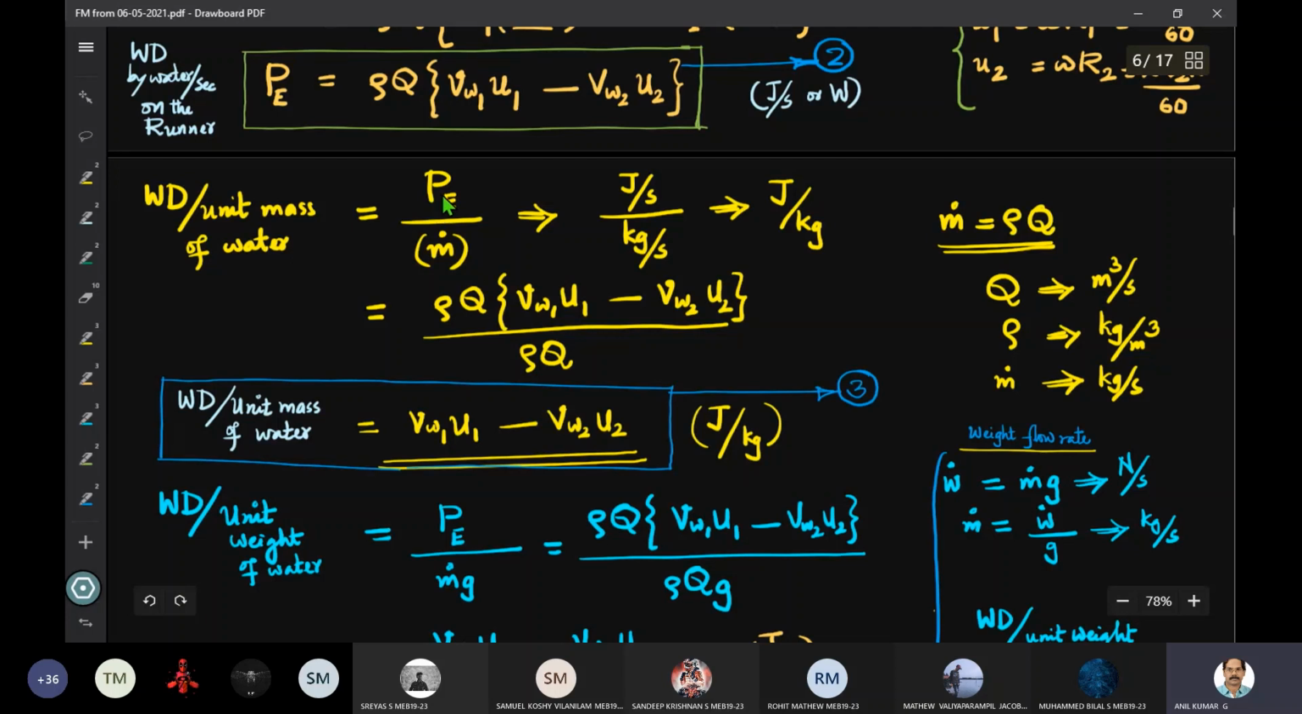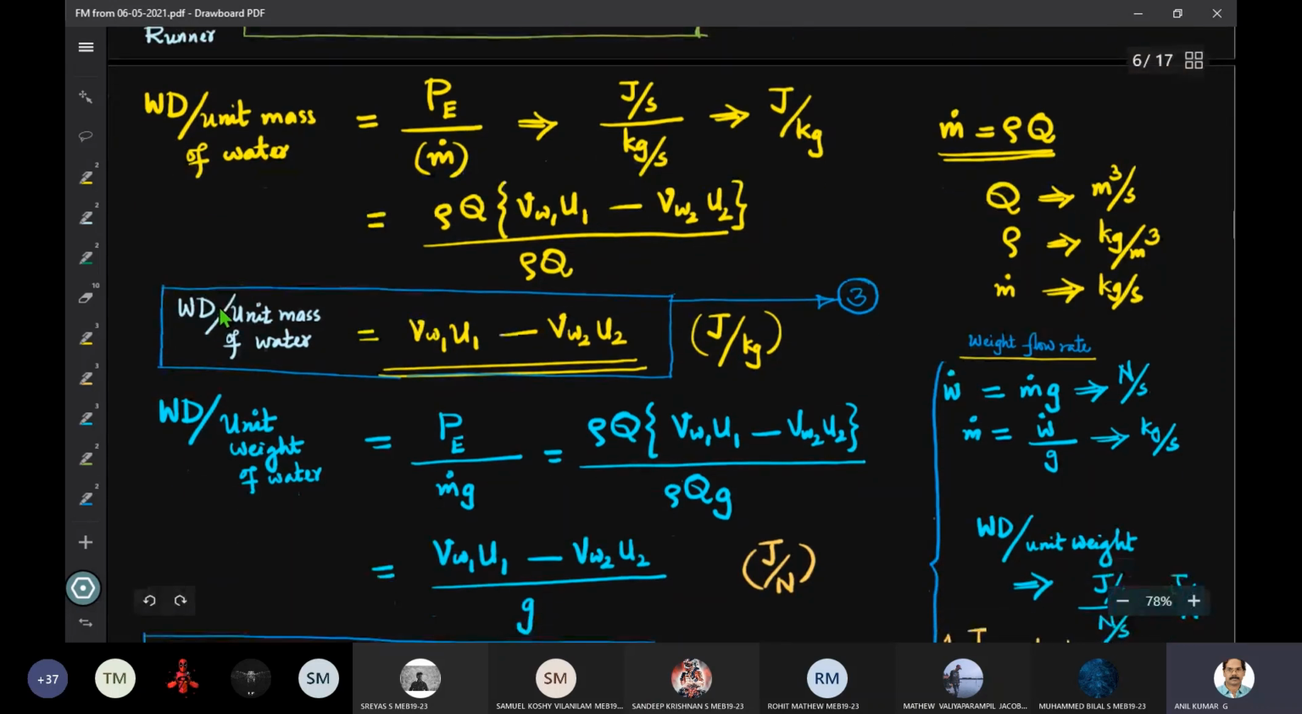And what you will get? Rho Q into (VW1 U1 minus VW2 U2) divided by rho Q. The power is in joule per second, or watts, and the mass flow rate is in kilogram per second. So if you simplify these units, what do you get? Joule per kg. So that is work done per unit mass of fluid striking. In the case of water flow or hydraulic machines, it is work done per unit mass of water. So that is joule per kg.